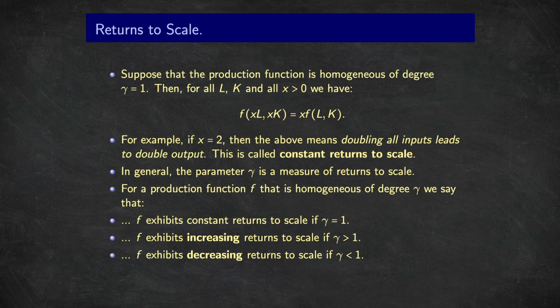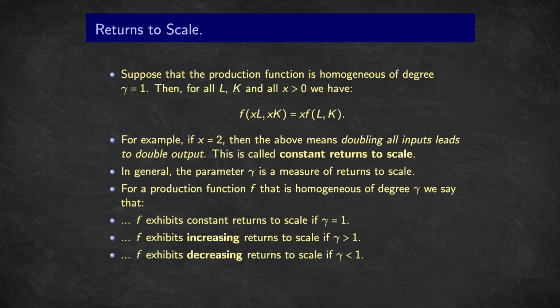Now, in general, we can think of this gamma parameter as measuring the returns to scale. If we have a production function that is homogeneous of degree gamma, then the function f exhibits constant returns to scale if gamma is equal to 1. Then f exhibits increasing returns to scale if gamma is greater than 1, in which case doubling all our inputs leads to more than doubling our output. And f exhibits decreasing returns to scale if gamma is less than 1, in which case doubling all of our inputs would lead to less than doubling of our output.